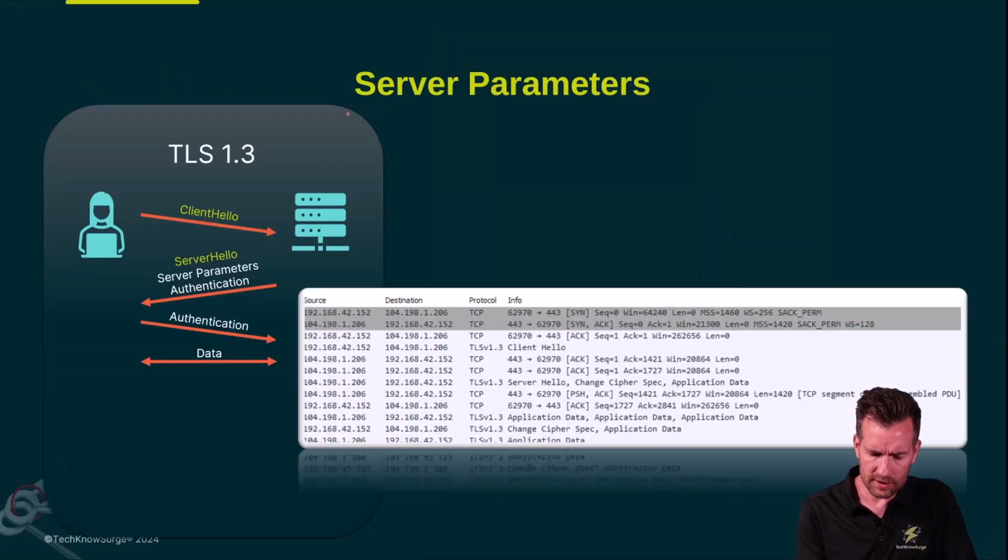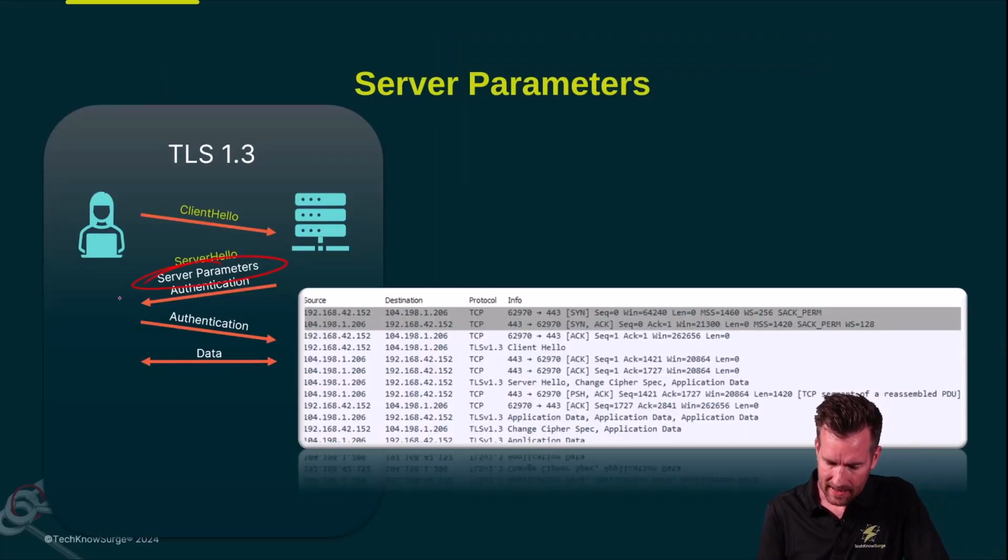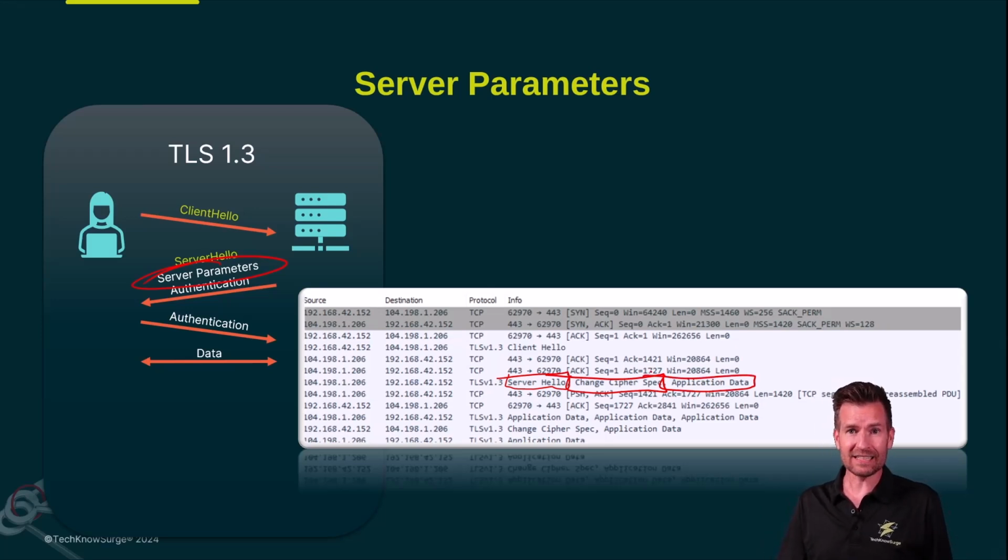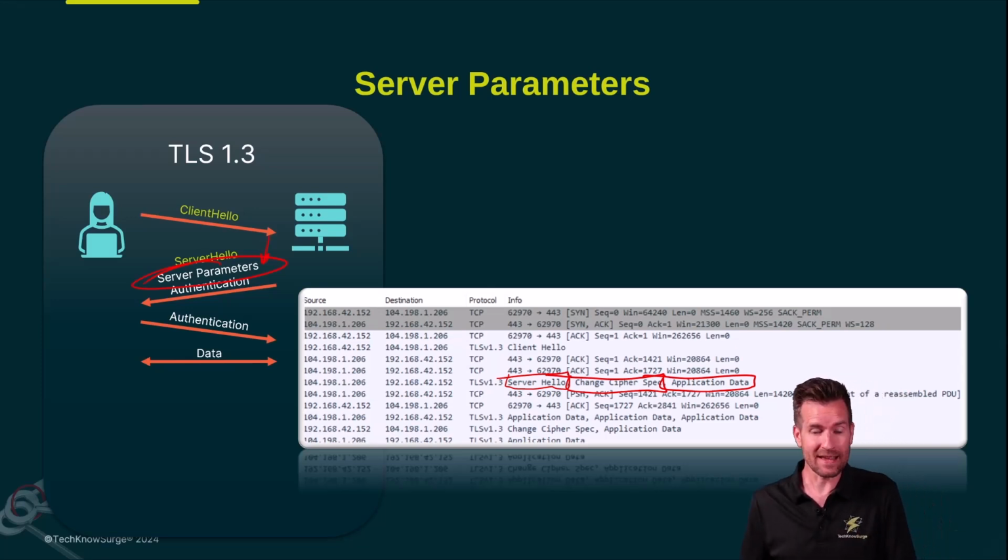Then the server will send back the server parameters. And so we can see that in here. We see the server hello right here. Then we have a change cipher suite, and then we see application data. And remember, the application data at that point in time, it's encrypted. We can see that it's encrypted right here. So I would like to open this up and show you what's actually inside, but you can't see it on here because it's all encrypted.